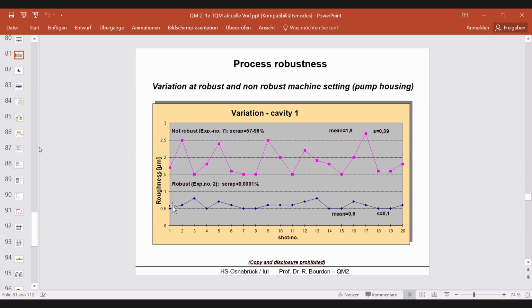In this case, the company who was supplying the rubber seals here, they say you need an Ra value of maximum 1 micron. It must be lower than 1 micron.